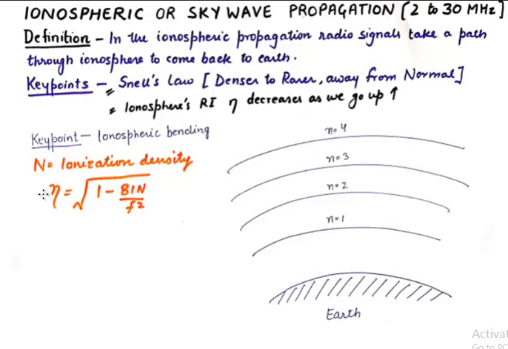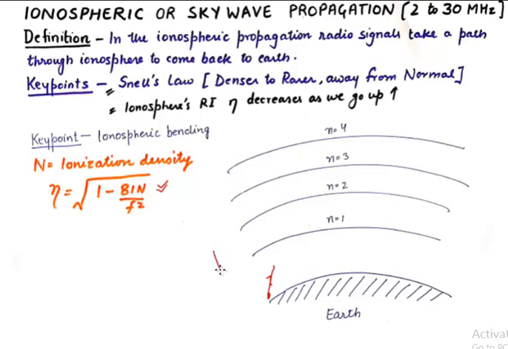We know that the refractive index eta is dependent upon the ionization density, and the formula of relation is this: eta is equal to the square root of 1 minus 81 n upon f square, where n is the ionization density and f is the frequency with which we transmit the signal. For example, I'm talking about a frequency of 2 megahertz, so eta will be different for that wave, and eta will be different for a wave of higher frequency.